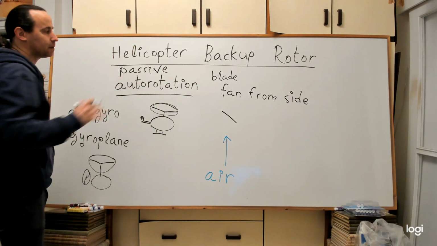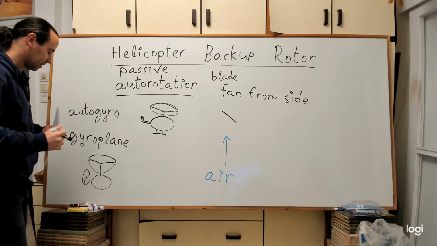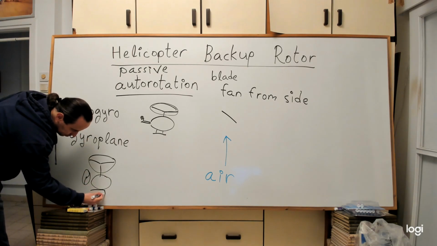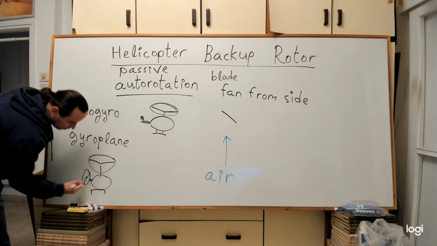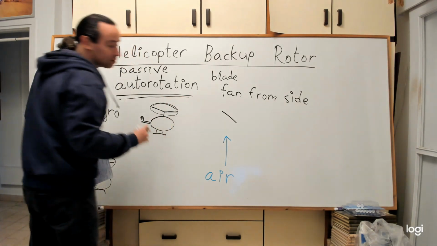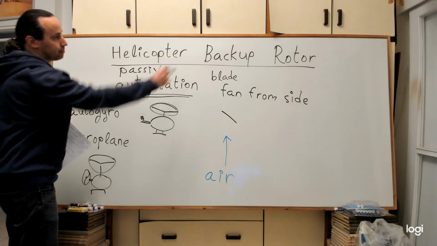So it's really important to understand this. If you don't understand this, maybe I don't explain it very well, then you should look in Wikipedia on autorotation, because it's critical to understand this before you understand the invention.